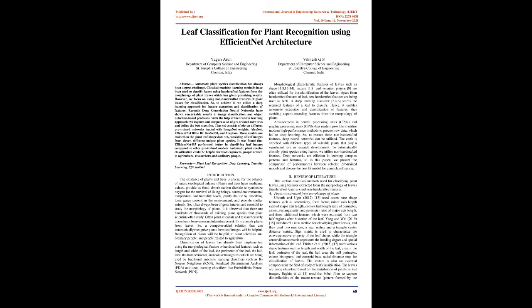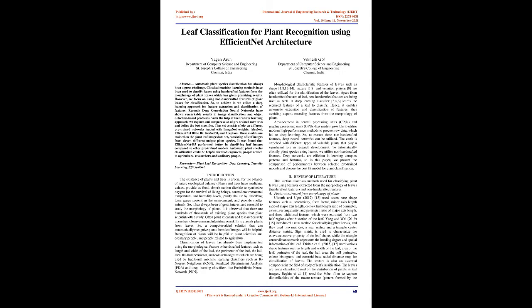So, to achieve it, we utilize a deep learning approach for feature extraction and classification of features. Recently, deep convolution neural networks have shown remarkable results in image classification and object detection-based problems. With the help of the transfer learning approach, we explore and compare a set of pre-trained networks and define the best classifier. That set consists of 11 different pre-trained networks loaded with ImageNet weights: AlexNet, EfficientNet B0 to B7, ResNet 50, and Xception.